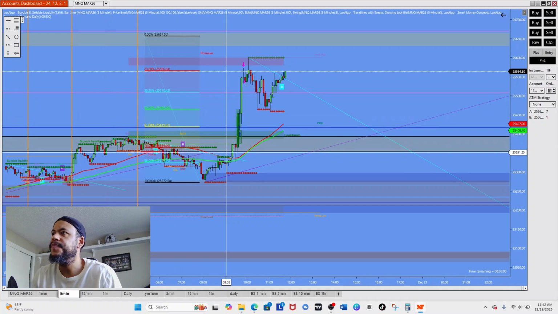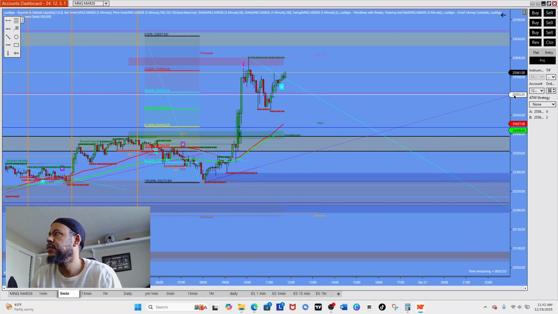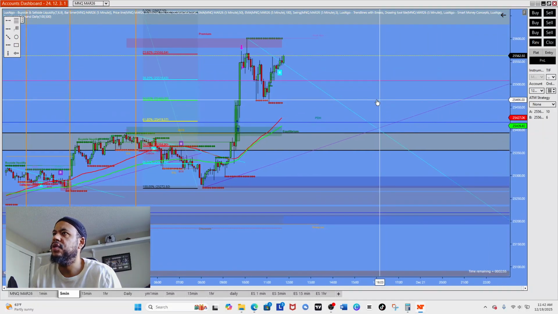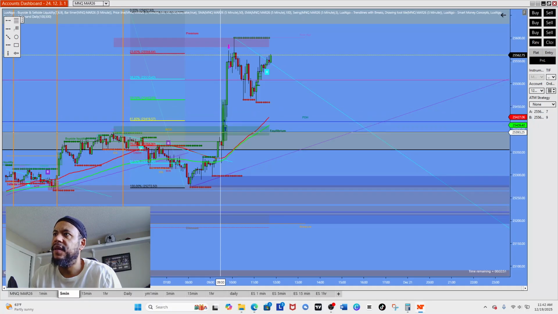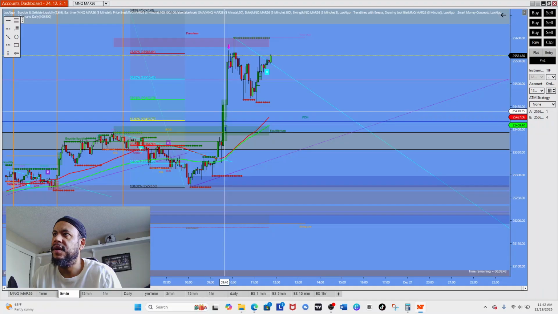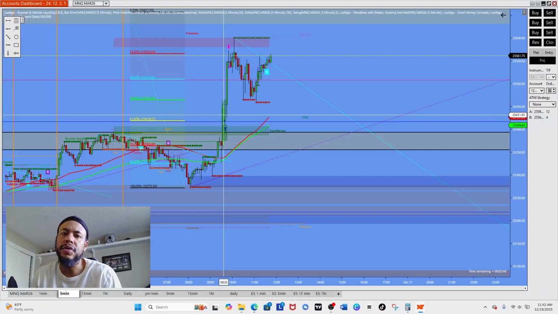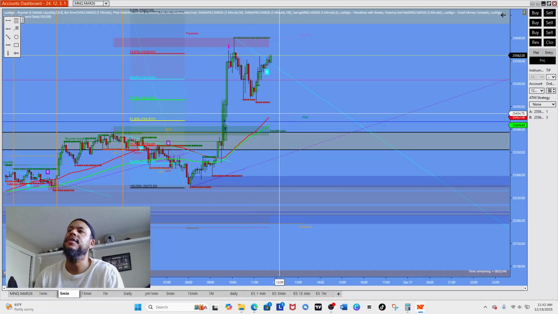So at the open, I just see what price wants to do. At the open, we had this big bullish candle, this 5-minute candle right here. And again, this is on the 5-minute chart. I only use this setup on the 5-minute chart.